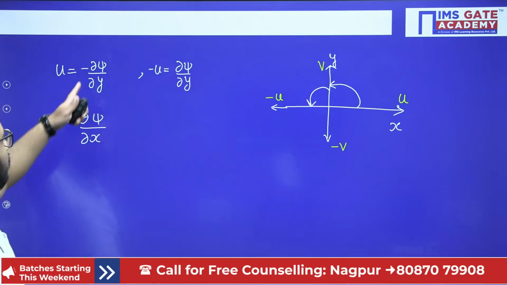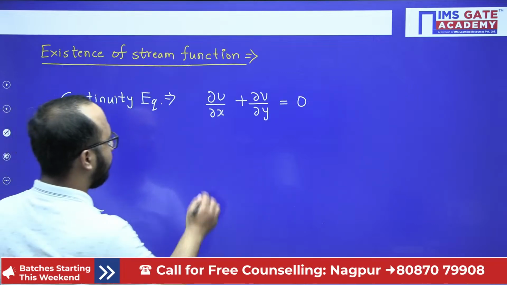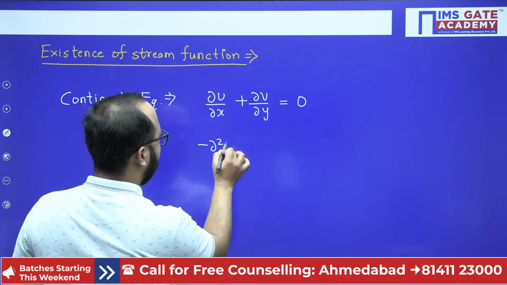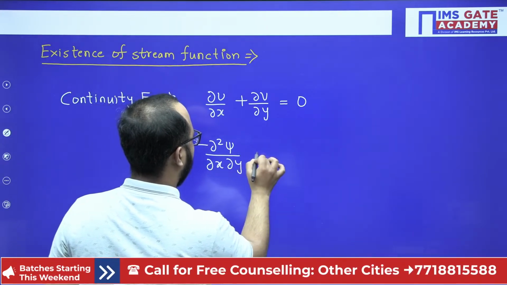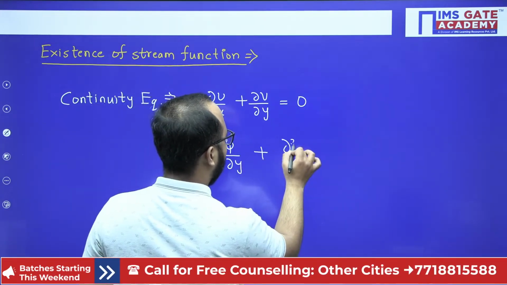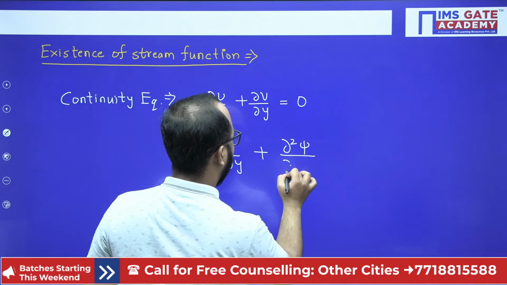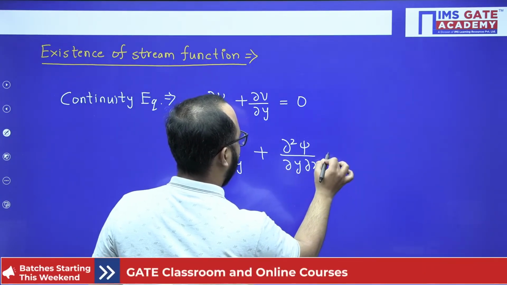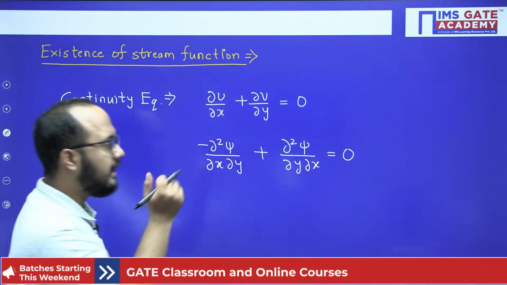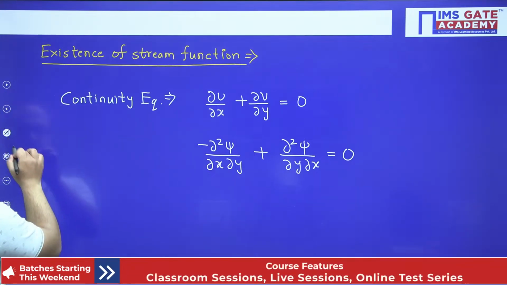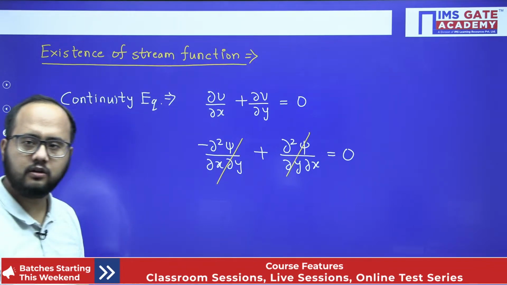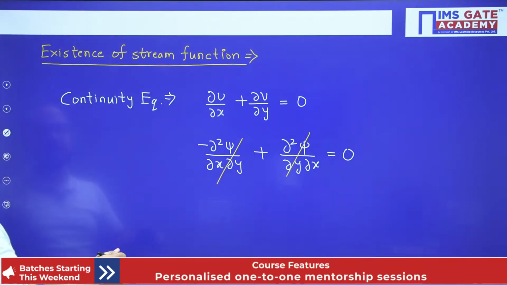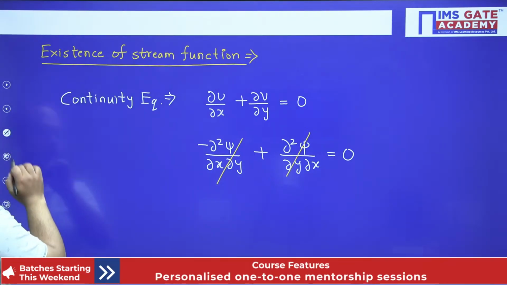What is the value of u? Minus ∂ψ/∂y. It will be like this. Now automatically it comes out to be what? 0. Automatically it is coming out to be 0. Yes or no? So it is satisfying the continuity equation. Very important point.